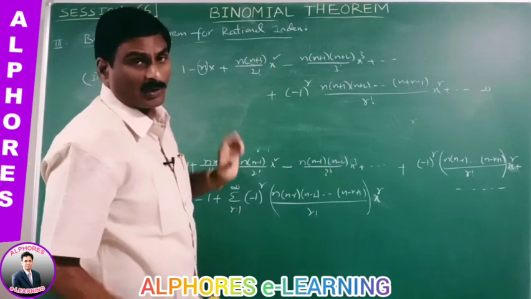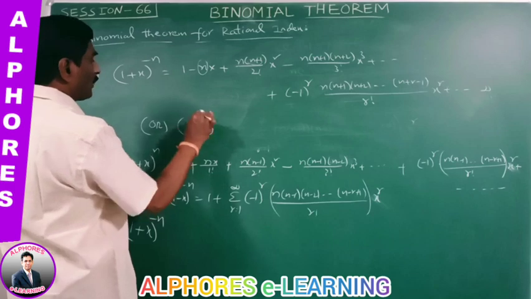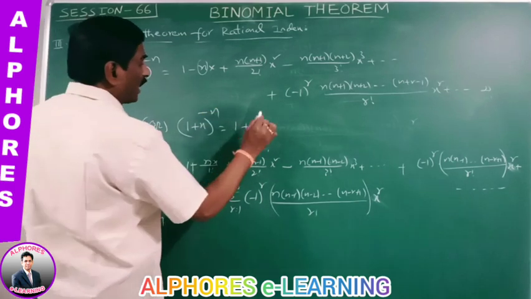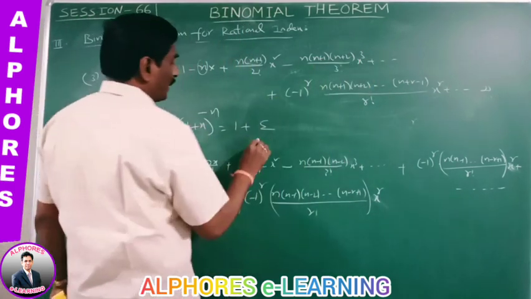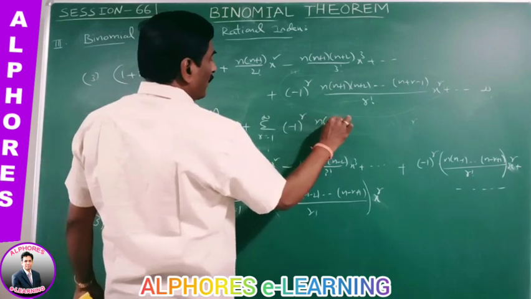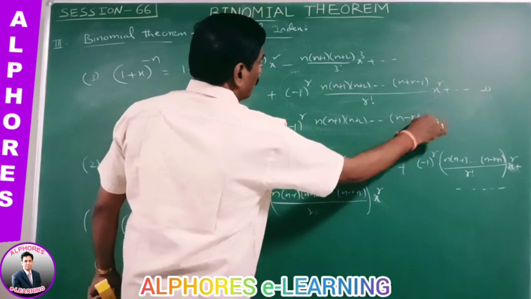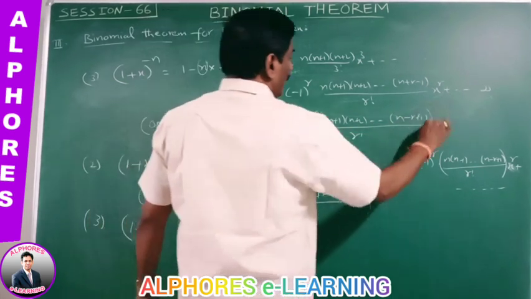So minus 1 whole power r into... or simply this can be written in this way. 1 plus x whole power minus n is equal to 1 plus sigma. What is the general term? It is the general term: r is equal to 1 to infinite, minus 1 whole power r into n plus 1 into n plus 2 into so on n plus r minus 1 by r factorial into x power r.